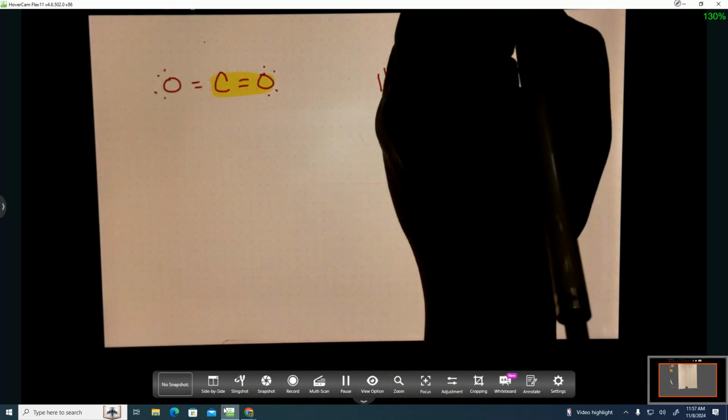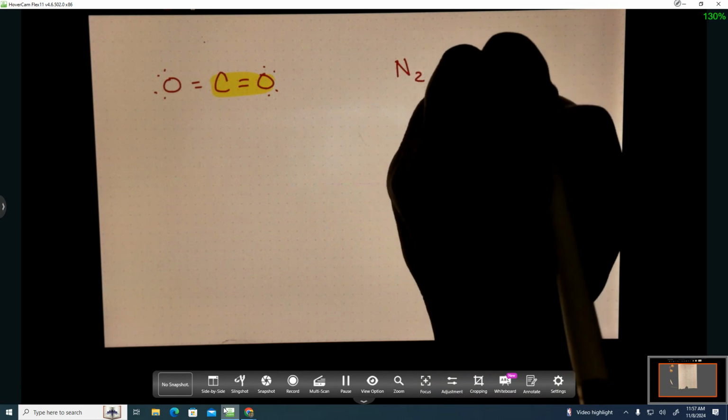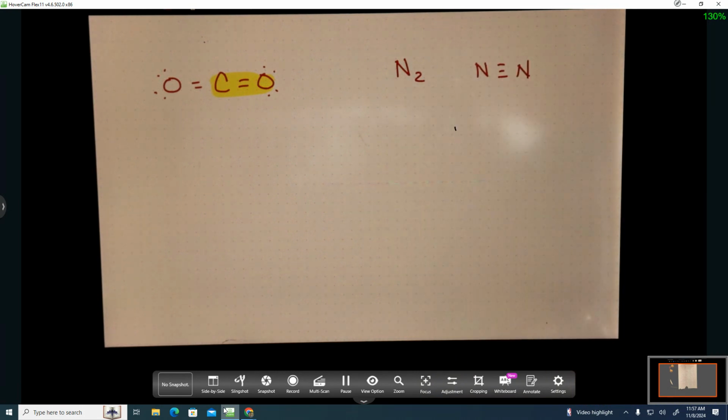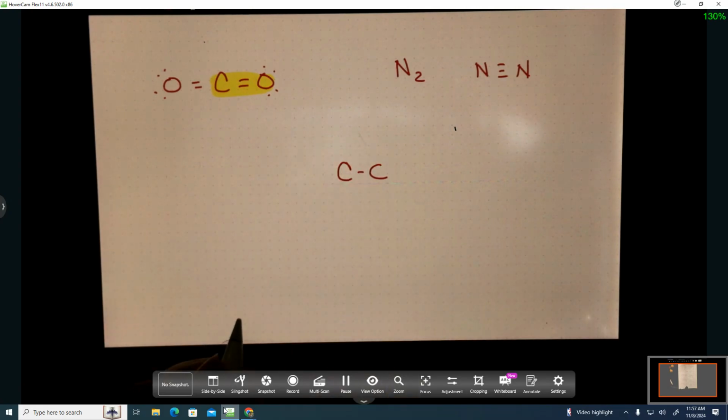Look at this bond right here. Is that bond symmetric or asymmetric? Symmetric would be like, let's do any of the diatomics are going to be symmetric. Okay? If I had carbon going to carbon, that's also symmetric.